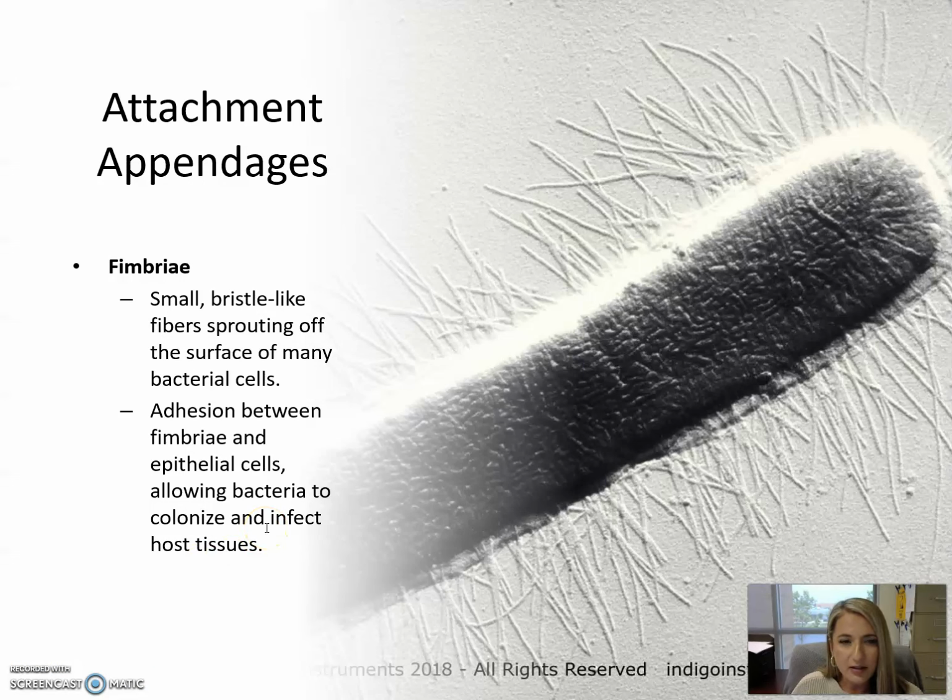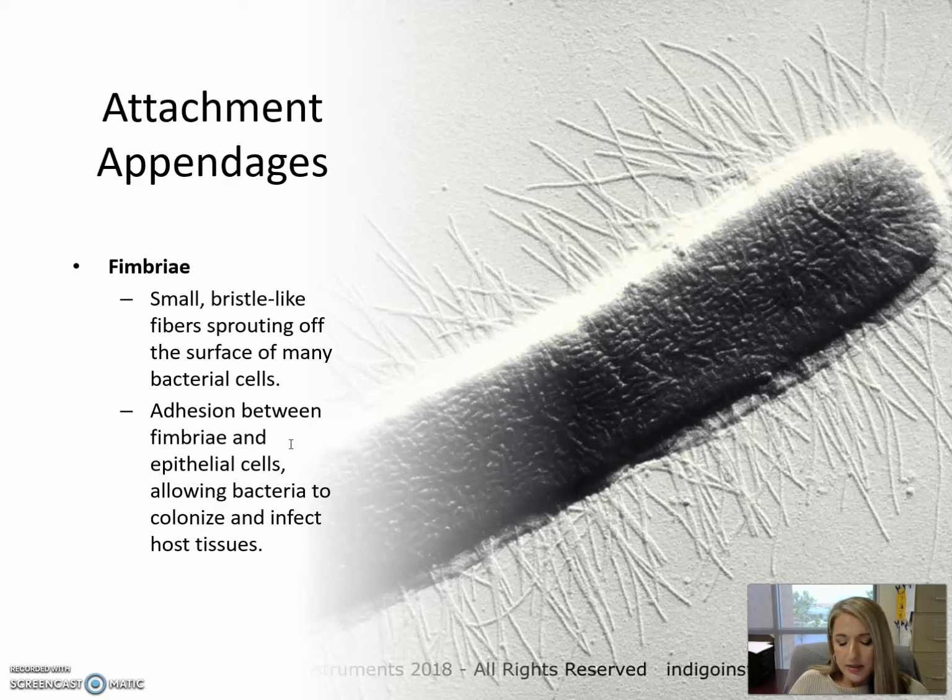Okay, so the next appendage that we're going to talk about are fimbriae. So fimbriae, they are these short hair-like fibers that extend all around the surface of the bacterial cell. I like to imagine them as the little hairs on a caterpillar. So if the caterpillar is like a rod-shaped bacteria, those little hairs all around the surface of the caterpillar would be the fimbriae. And what the fimbriae are responsible for are attachment to surfaces.